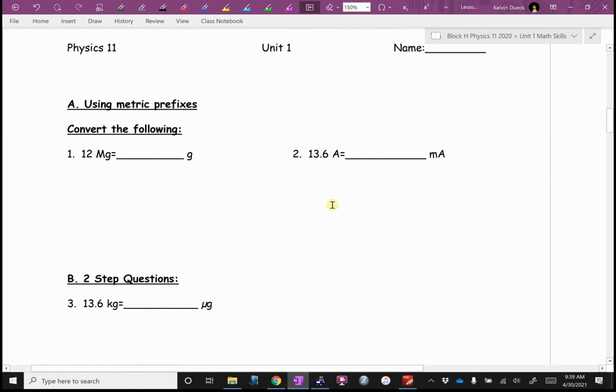So, first of all, we use metric prefixes. I call number 1 and number 2 one-step questions because you get to the final answer in just one step. I call number 3 and number 4 two-step questions. You'll see why in just a second. So number 1 says convert 12 megagrams to just plain old grams.